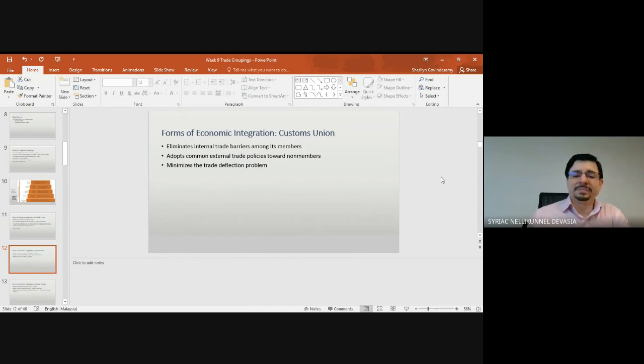Customs union, as we said, yes, it eliminates trade barriers. There's a common policy by the members towards a non-member. That's the biggest difference. Common policy or common trade barrier towards non-member.